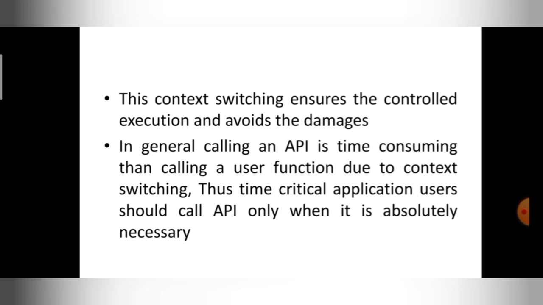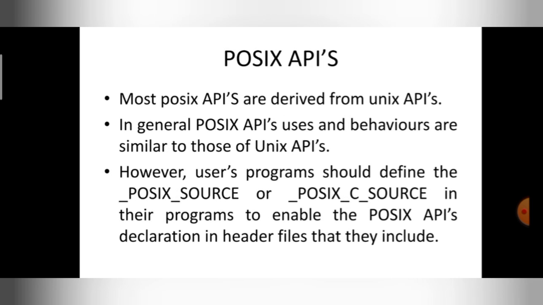Time critical application means what? For example, in missile related software, if even 1 second, right, is misfired, the missile will lose control, right? That's why in that type of applications, that is time critical applications, missile applications, you should call this API only when it is absolutely necessary. Getting, guys?